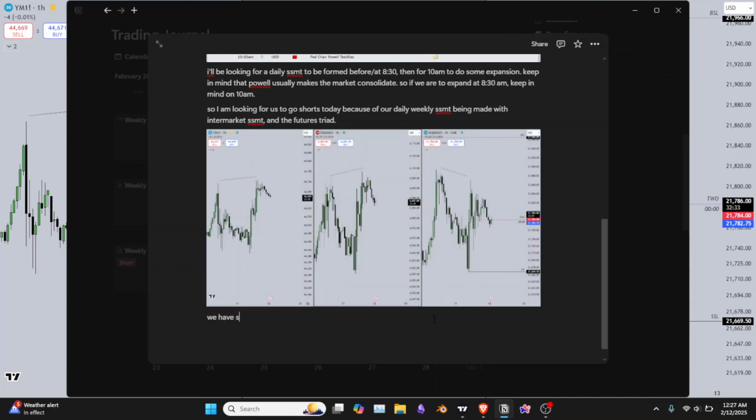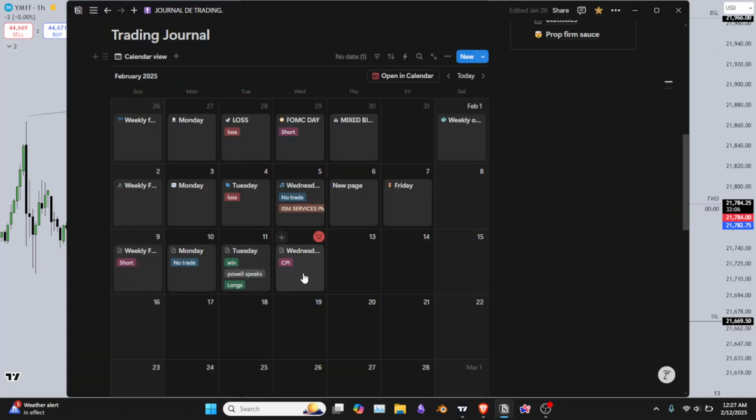We have stacked true open, so if we re-include it, we also have source liquidity of Monday to target. So this is basically the game plan.